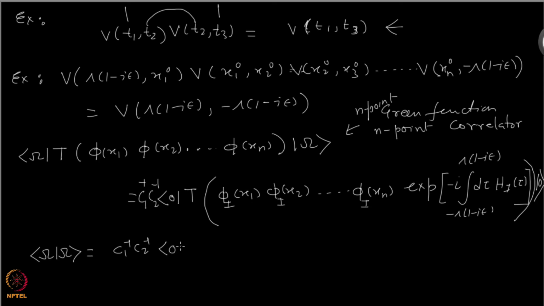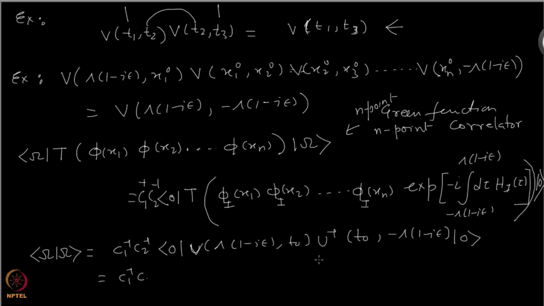And you can check, I think I can write it. This is just U of lambda 1 minus epsilon, T naught, and then you have U inverse of T naught, minus lambda 1 minus epsilon. Okay, and this we have just now seen that these combine nicely into one V. Sorry, that was U. Okay, and you can check that this will combine, as we have shown above, into one V.